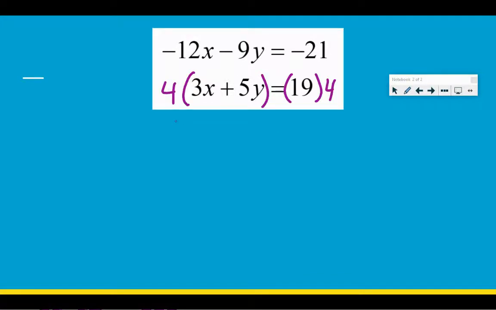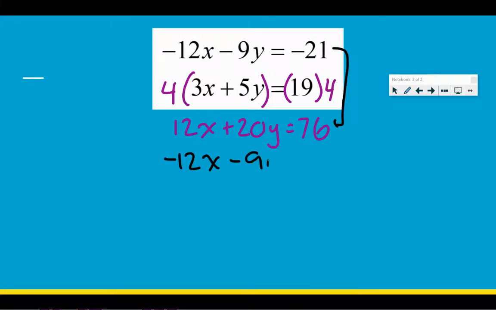4 times 3x is 12x. 4 times 5y is 20y, and 4 times 19 is 76. I'm going to rewrite my other equation right underneath it. So 12x plus 20y equals 76, and negative 12x minus 9y equals negative 21. Now I have opposites, 12x and negative 12x. So we can add these together.